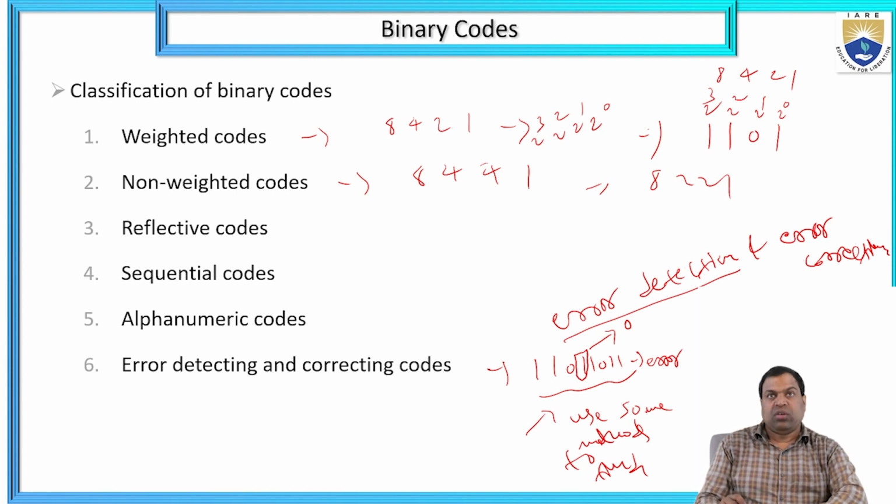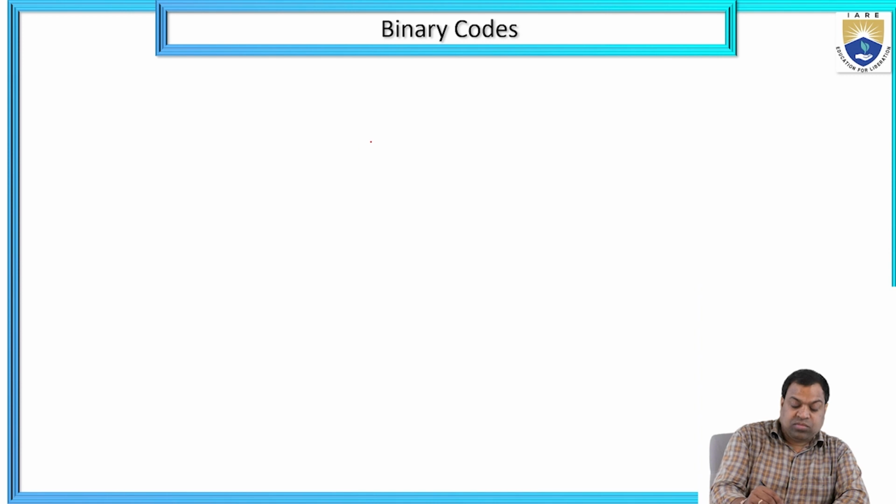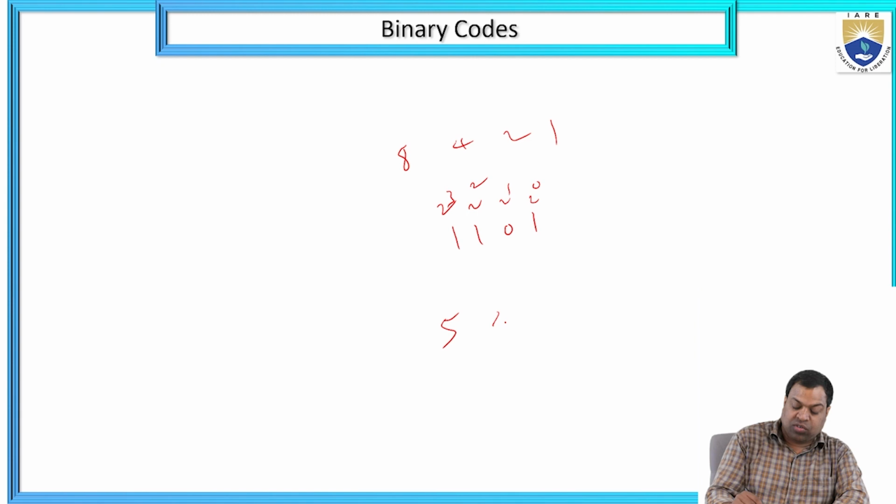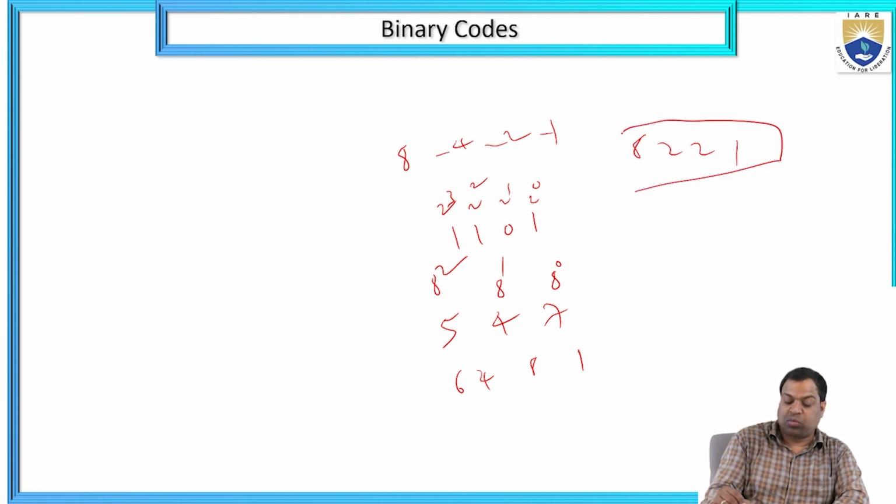So these are about the binary codes. In the 8421 method, I am taking the example 1101, with weights 2 power 0, 2 power 1, 2 square, 2 cube. Example 547: what is the value of this one? 8 power 0, 8 power 1, 8 square, so that is 64, 8, 1, like this. So how are we finding out the 8421 method? If I take 8221, it is not a proper weight.